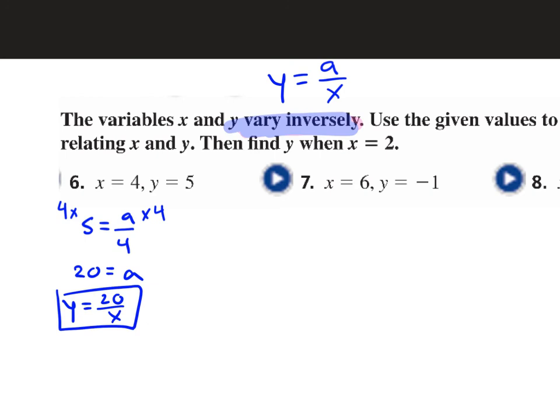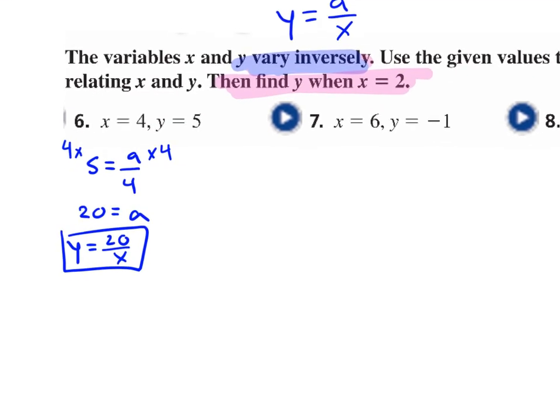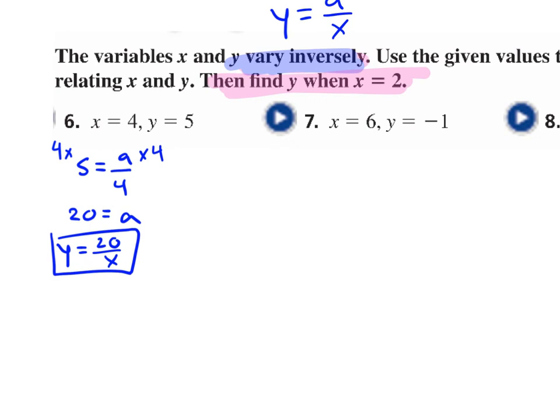Next, second part of this question says find y when x is equal to 2. So what do we do with 2? Where do we put it? Plug it in for x. So y is equal to 20 divided by 2. What's y equal to? 10. Any questions on that one?